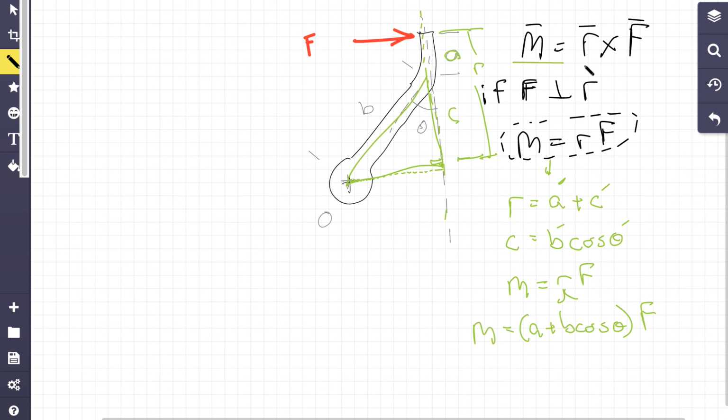If you do this in 2 dimensions, it's fairly easy. In 3 dimensions, it gets a little more complex, but you guys can handle that.